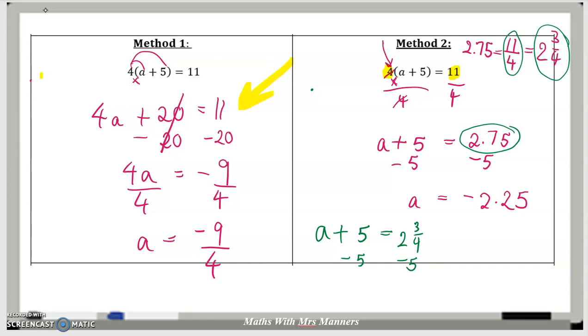Next video we will look at equations with brackets, but harder than these. So these are the most basic level that you should hopefully be able to handle.